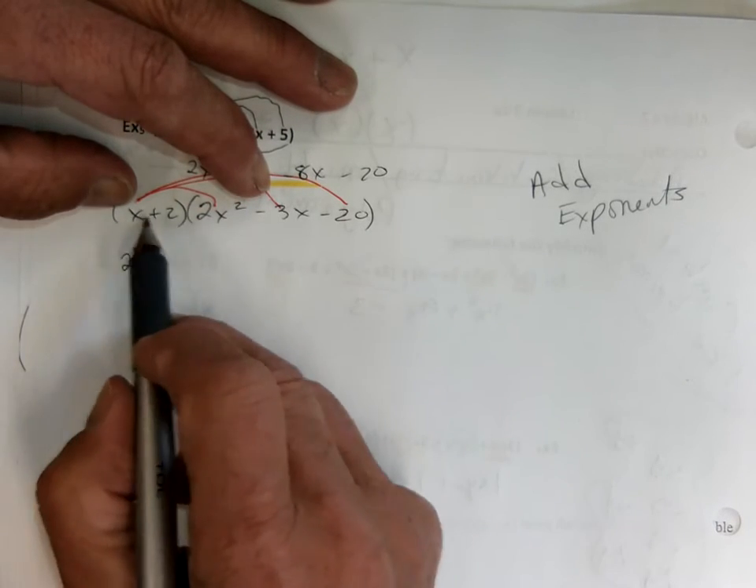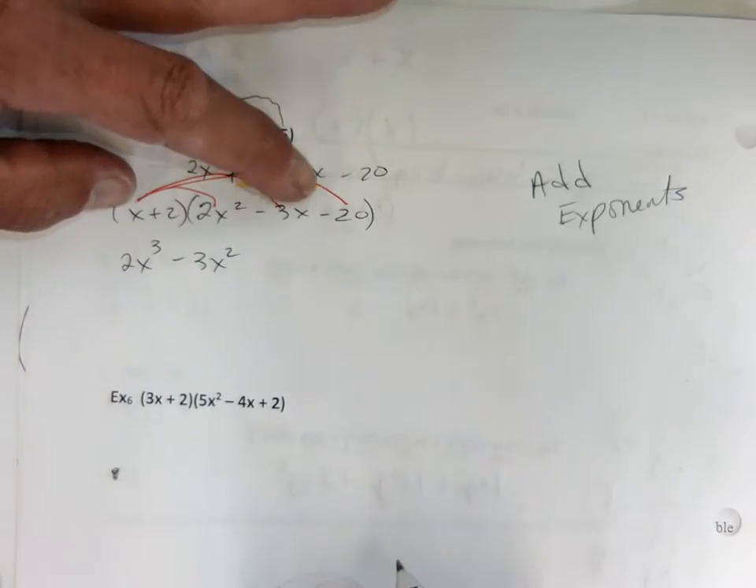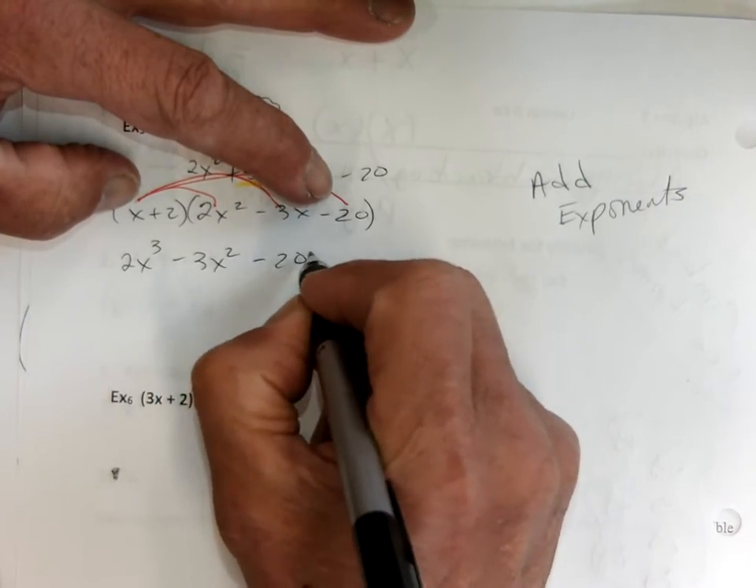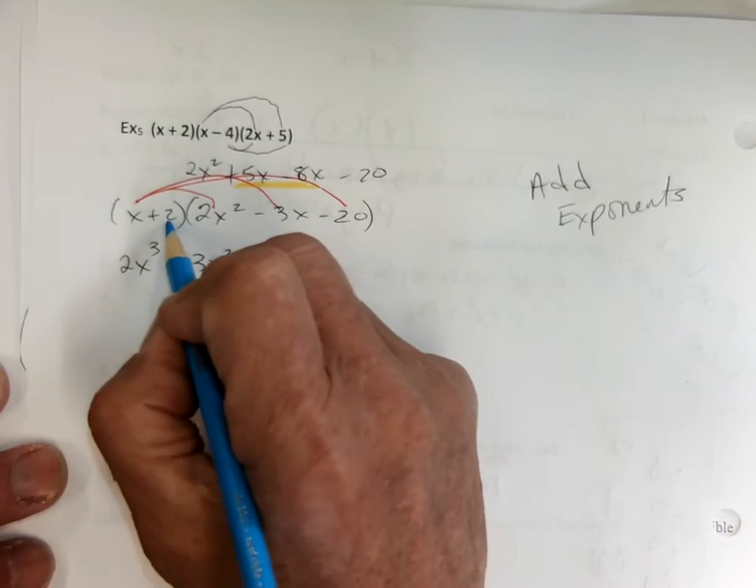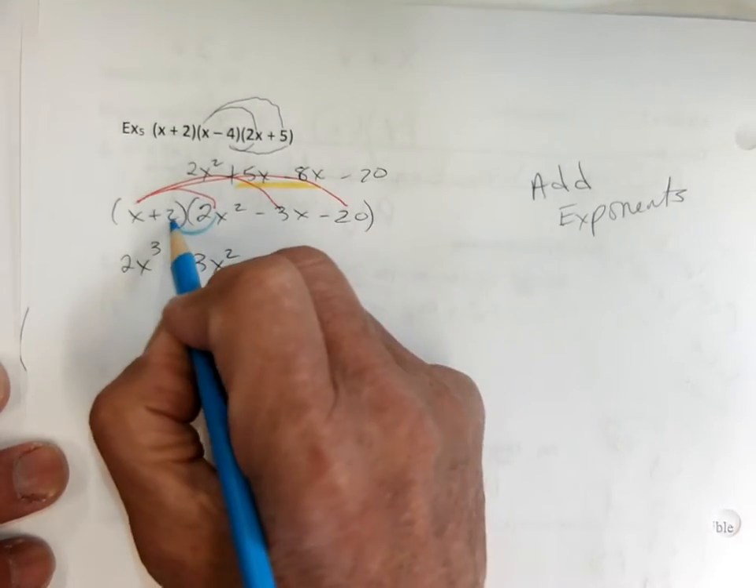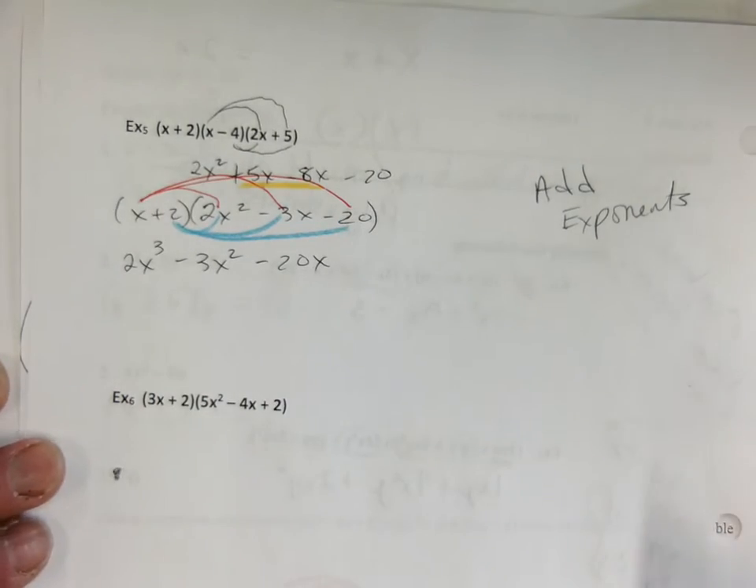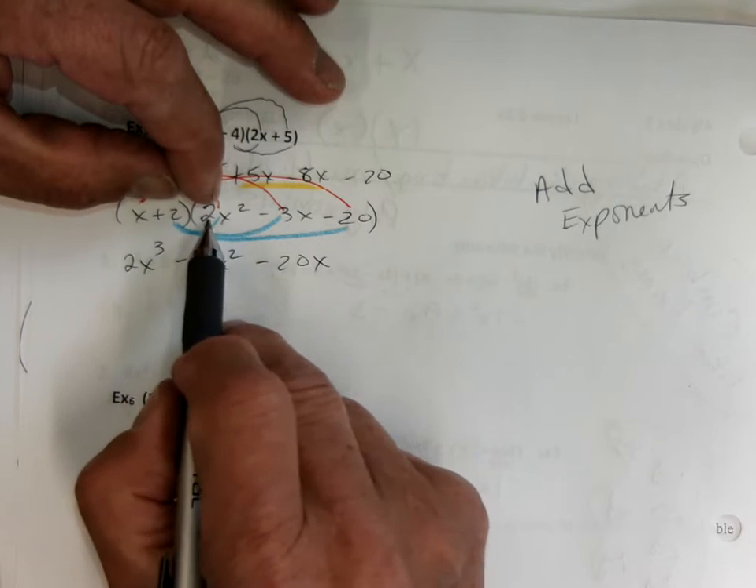I multiply my x times my negative 3x, and I get a negative 3x squared. And x times a negative 20 makes a negative 20x. And I'm going to multiply my 2 times 2x squared, 2 times a negative 3x, and 2 times 20. So I'll do that. I'll go 2 times 2x squared is a 4x squared.